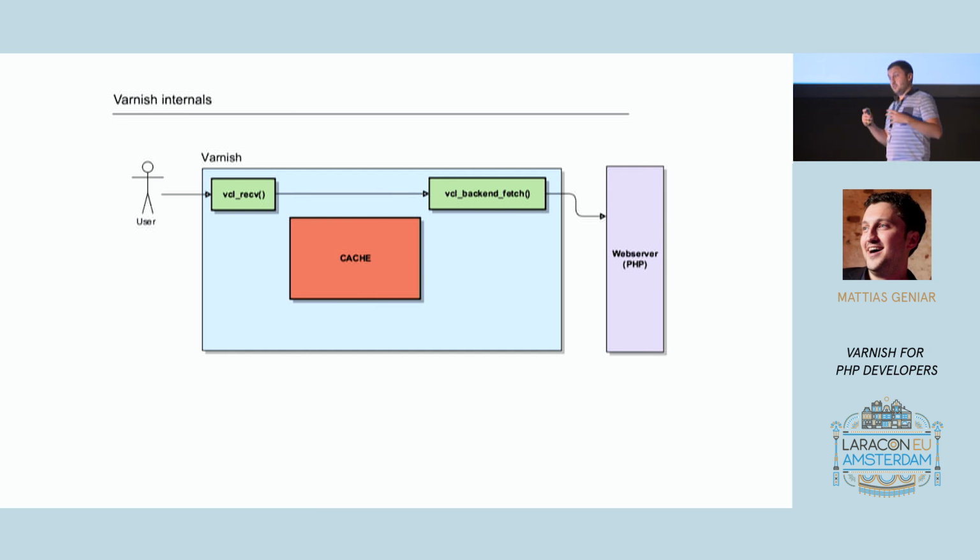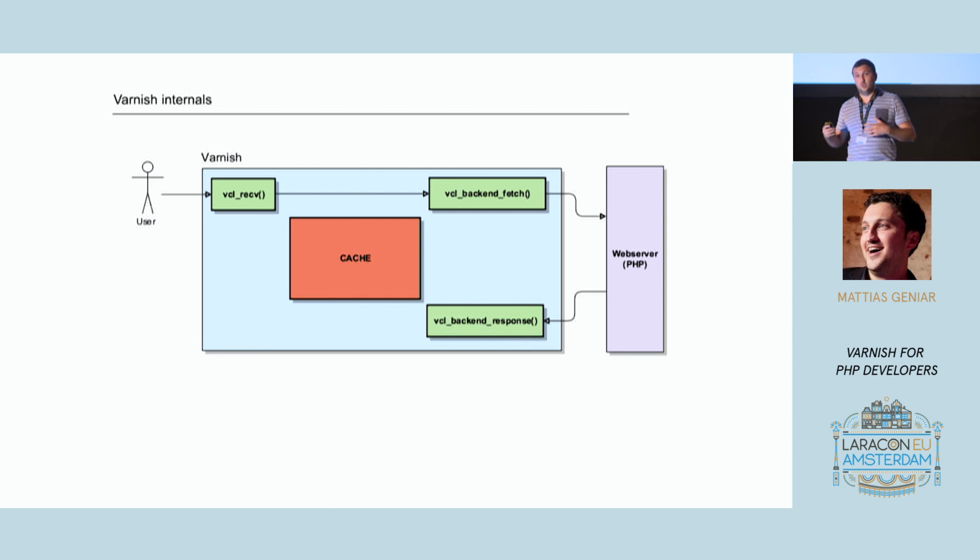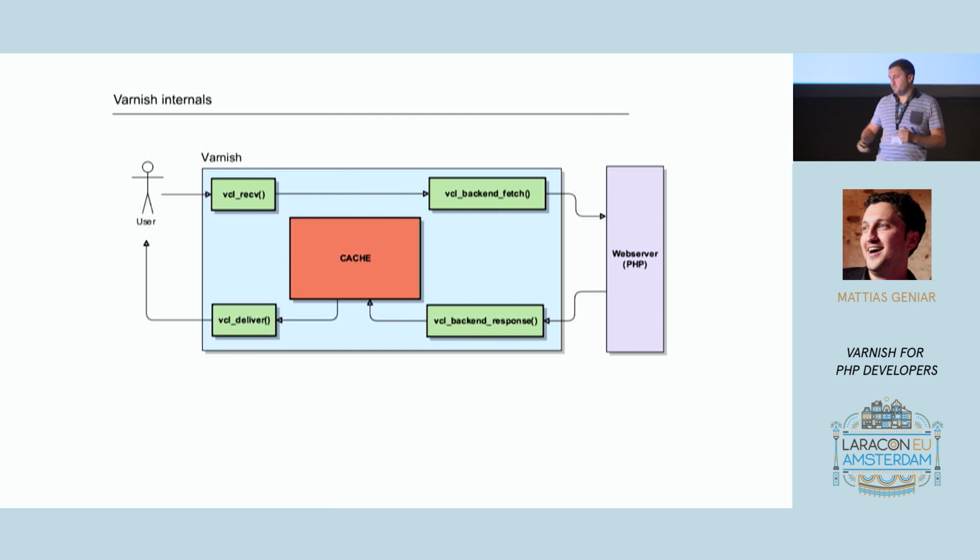What Varnish then does is send out its own HTTP request to your web server. That web server will do its best to come up with a response, give that back to Varnish, which will then trigger a different routine called the VCL backend response. Varnish can and probably will store that in its cache and then hit the same VCL deliver routine to give that to the client. This diagram is something that you'll see referenced again and again throughout the slides.